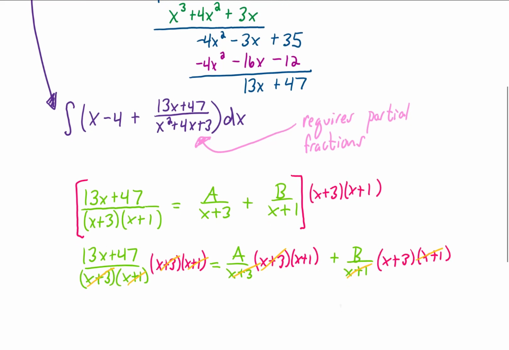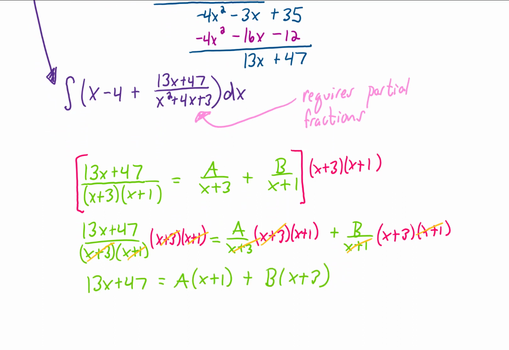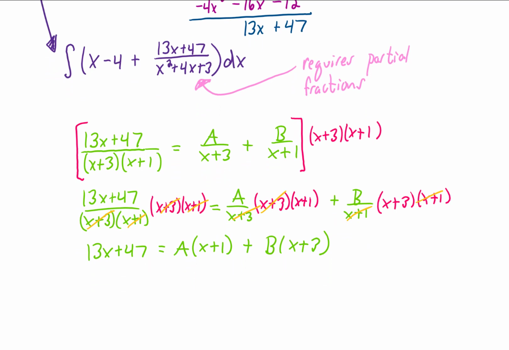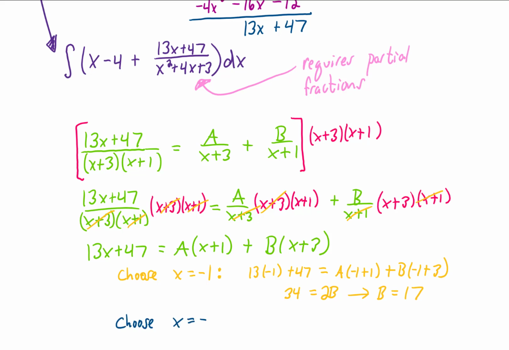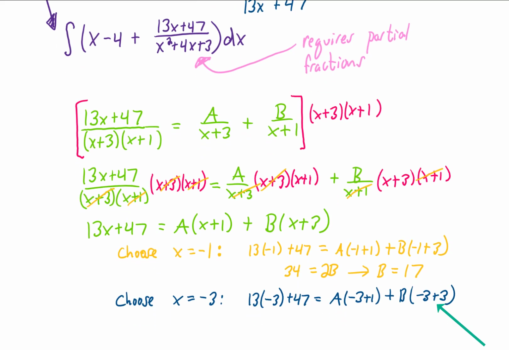And after making all of those calculations, we are left with this equation. While there are multiple ways to solve for a and b here, probably the most straightforward way to do it with this problem is to choose a couple of values for x and plug those into this equation to solve for a and b. You'll notice that choosing x equals negative 1 will zero out the a term on the right side of this equation, leaving us with 34 equals 2 times b, which pretty quickly gives us b equals 17. If we choose x equals negative 3, that will zero out our b term on the right hand side, leaving us with 12 equals negative 2a, and we can get a equals negative 6 out of that.